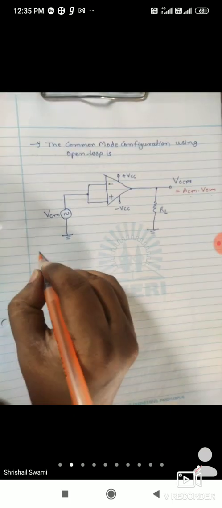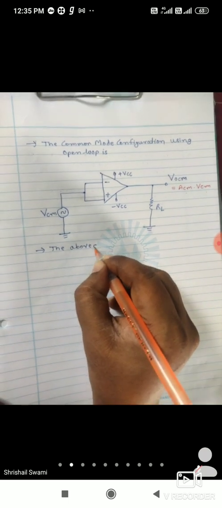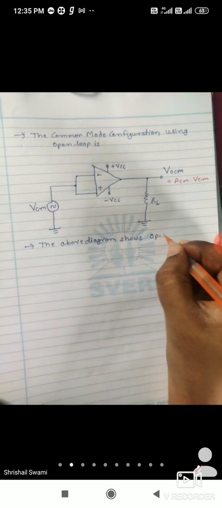Now the above diagram shows the op amp connected in open loop common mode configuration.